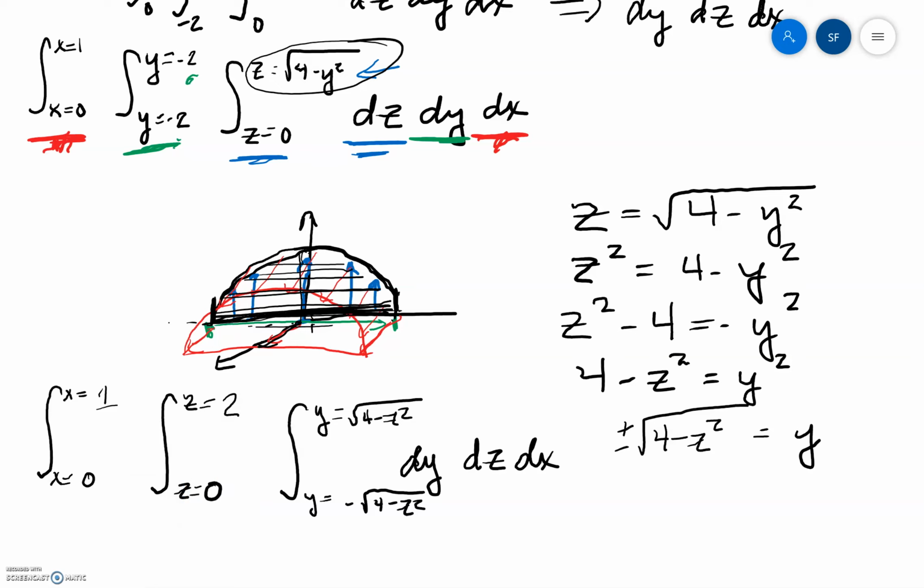I'm not actually going to do the integral. I'm going to let you do that, but I just wanted to talk about how we get from one order of variables into another.